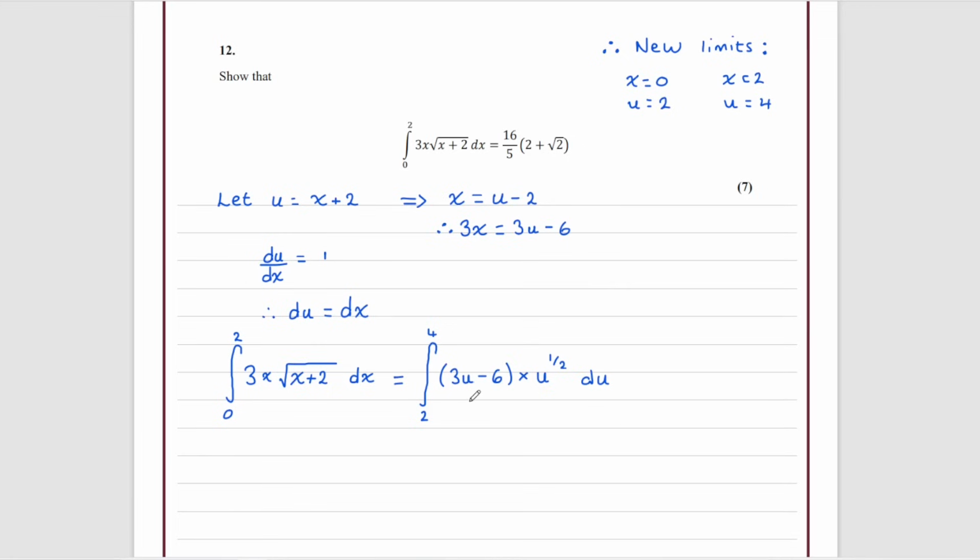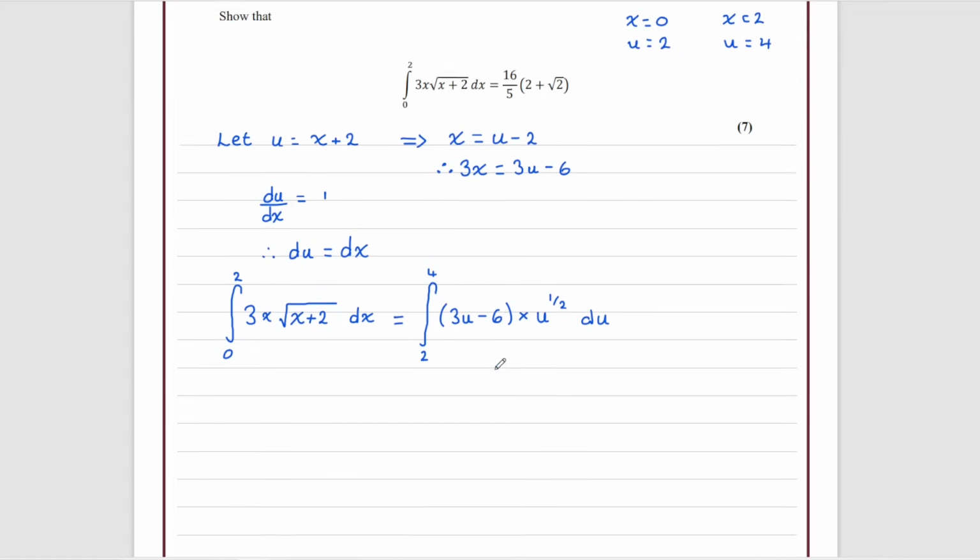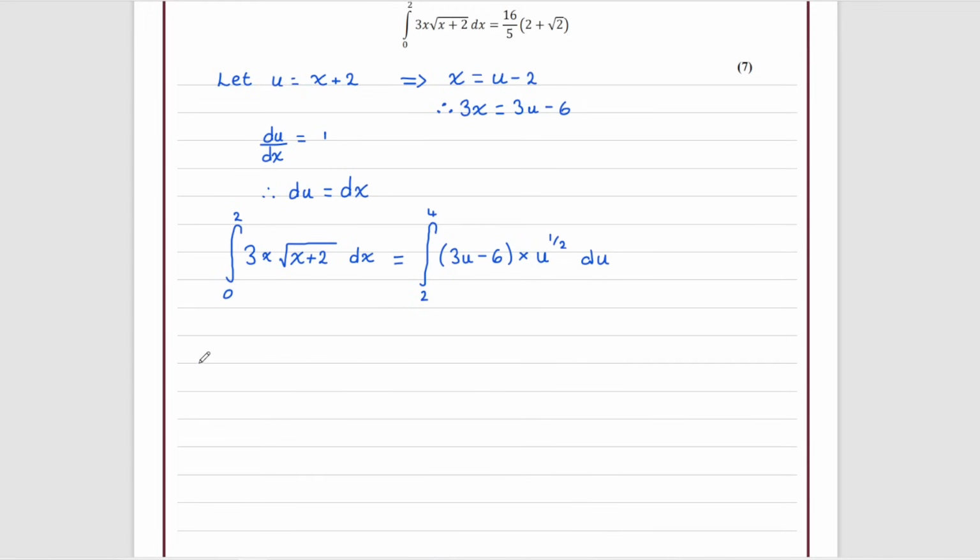We need to simplify this a little bit here. So if we've got 3u minus 6 times u to the power of a half, we can just multiply through here. So let's rewrite this then. We've got the integral here from 2 to 4. Well, 3u times u to the power of a half. This is 3u to the power of 1. Okay, we don't write it, but there's a little 1 there.